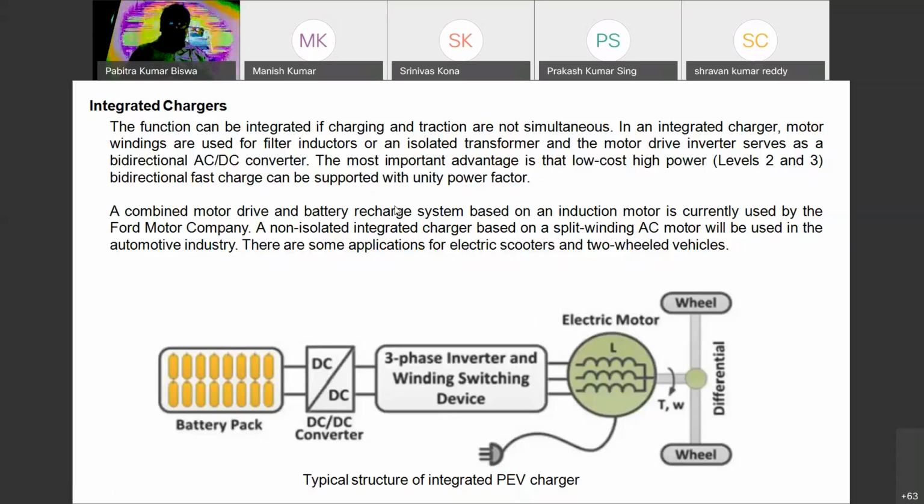A combination motor drive and battery charge system based on the inductor is currently used by Ford Motor Company. An isolated integrated charger based on a split winding AC motor will be used for the automotive industry. There are also some applications like the electric scooter. So now this is the battery pack and DC to DC converter, and the three phase inverter with winding switching devices. And this is the electric motor, and the charger will be considered in this one.